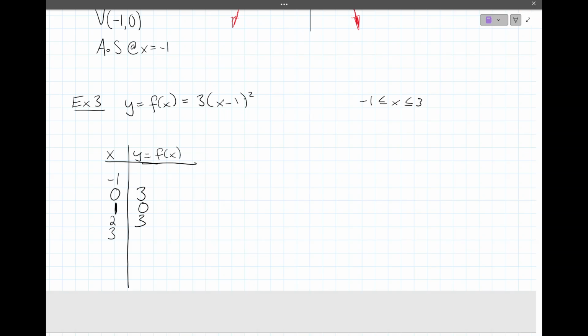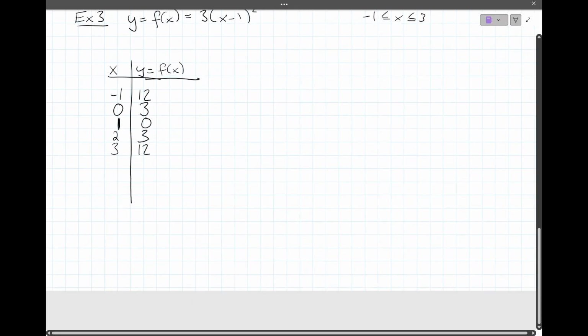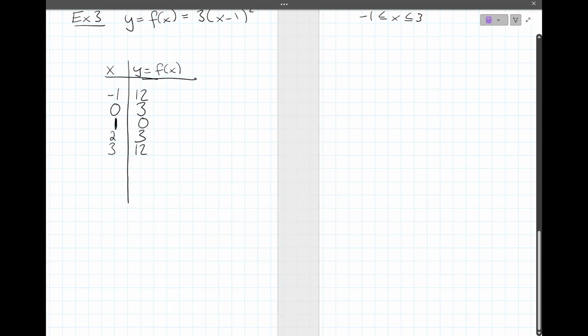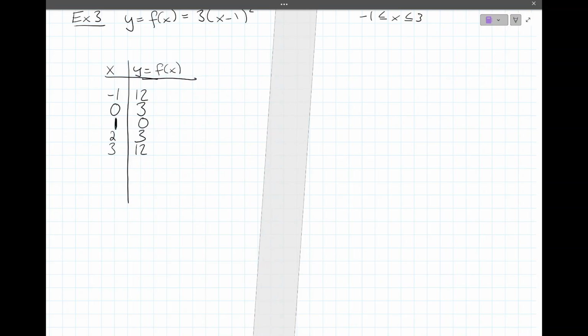All right, let's do this for 3. 3 minus 1 is 2. 2 squared is 4. And then 4 times 3 is 12. By symmetry, this will also be 12. So this will grow very quickly. So when we make our graph here, let's make sure that we have enough room to at least get to 12. So I'll be very intentional about building this.